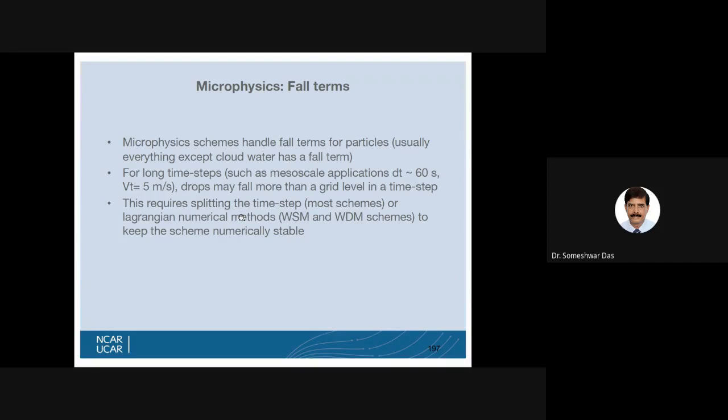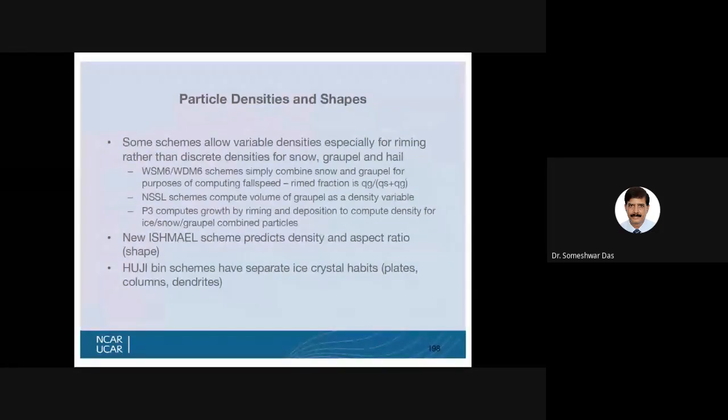This requires splitting the time step, semi-Lagrangian or Lagrangian numerical methods, as in the WSM and WDM schemes, to keep the schemes numerically stable. So they have tried to incorporate these complexities so that it avoids the failure of the model. Otherwise, sometimes the model will abort. Particle densities and shapes: some schemes allow variable densities, especially for rime, rather than discrete densities for snow, graupel, and hail. Especially the WSM6 and WDM6 schemes simply combine snow and graupel for the purpose of computing speed.